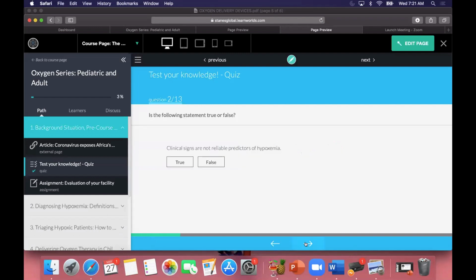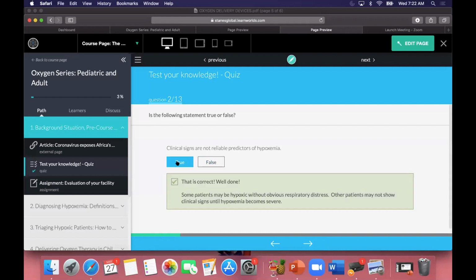Is the following statement true or false? Clinical signs are not reliable predictors of hypoxemia. True or false? I'm going to say true. And I know the answer because I wrote the question.